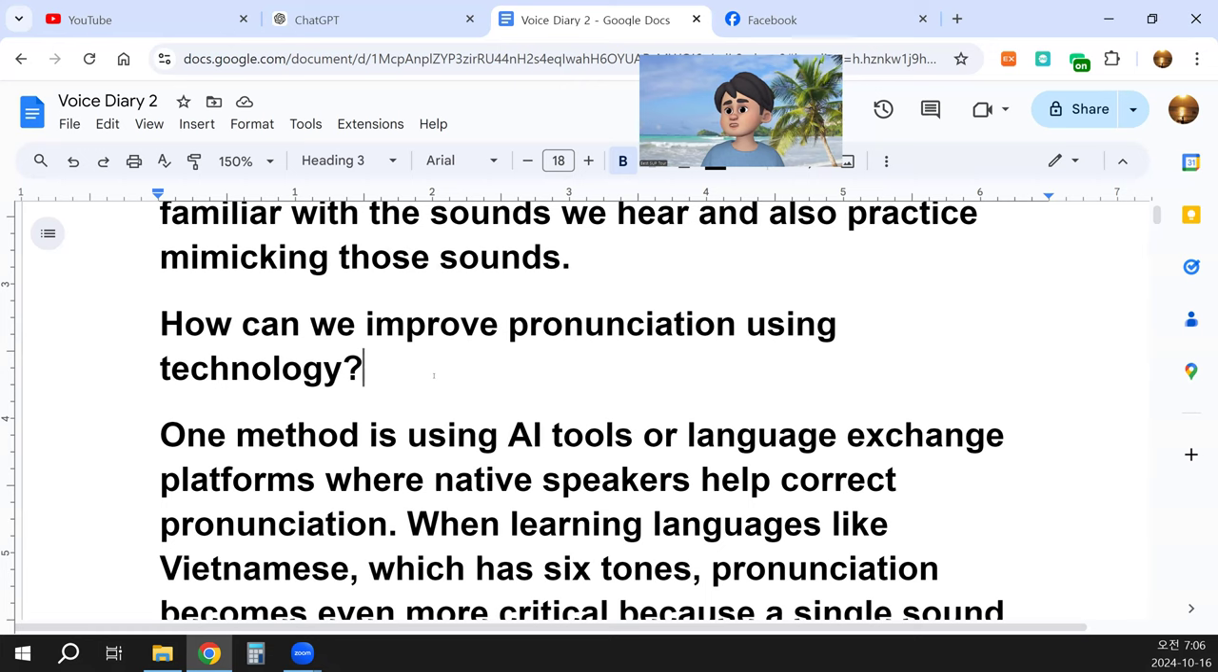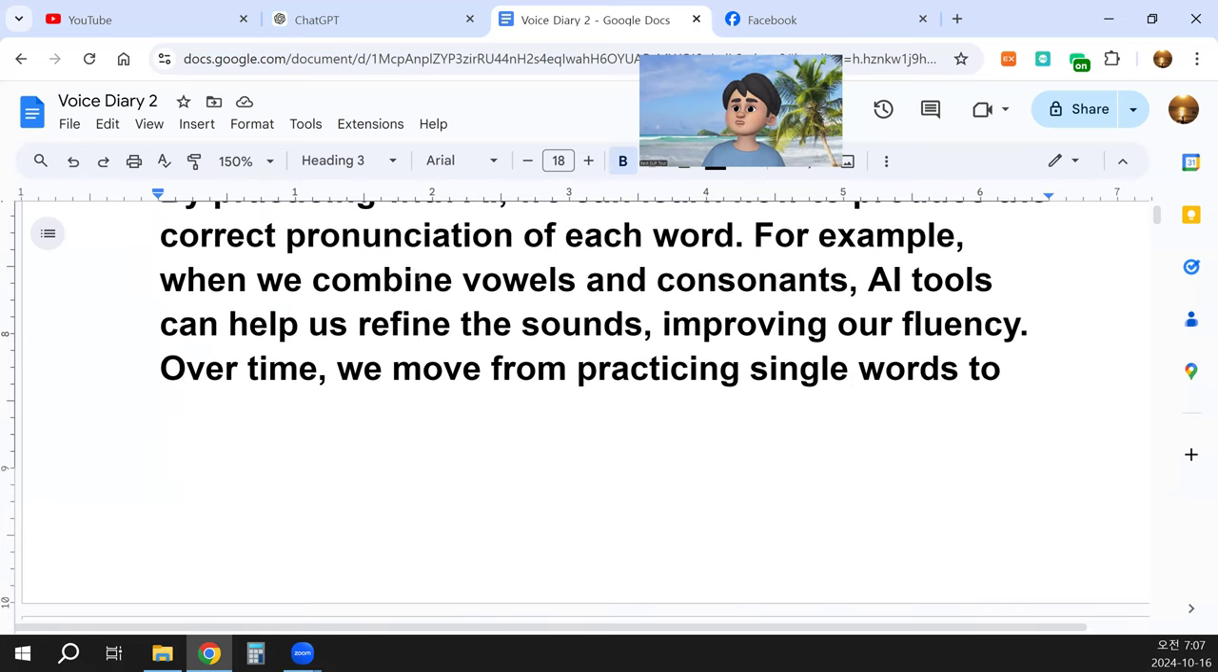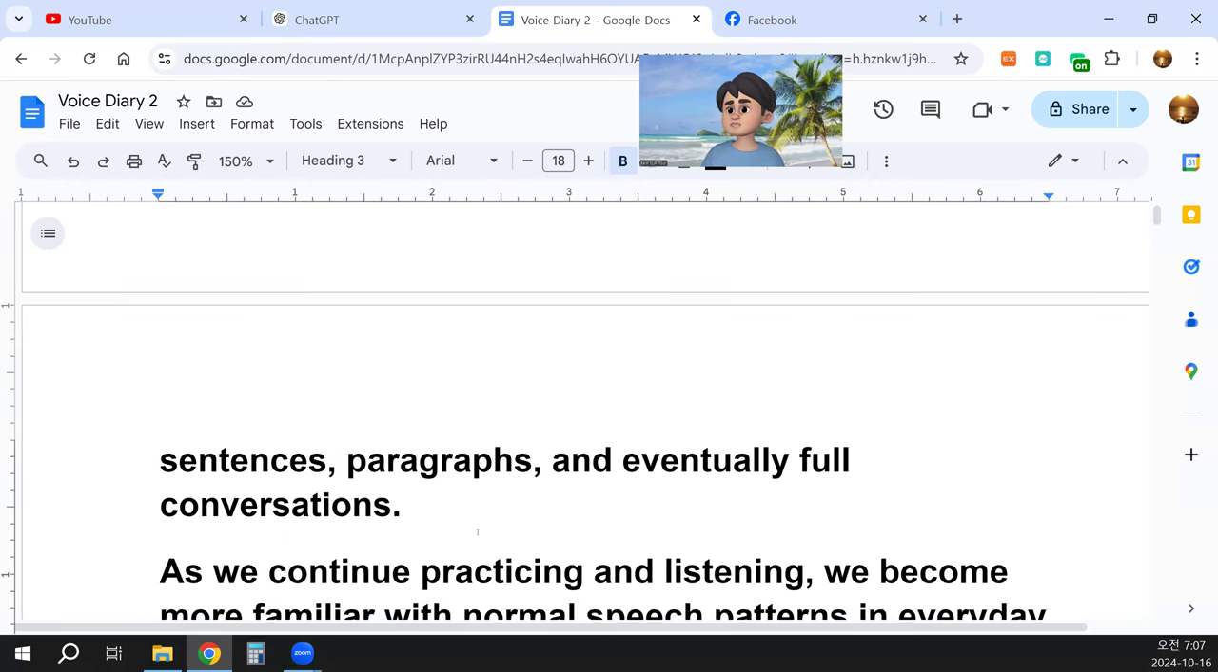How can we improve pronunciation using technology? One method is using AI tools or language exchange platforms where native speakers have the correct pronunciation. When learning foreign languages like Vietnamese, which has six tones, pronunciation becomes even more critical because a single sound can have multiple meanings based on tone. AI can help us break down words, consonants, and vowels, guiding us through the correct sound combination. By practicing with AI, we can learn how to produce the correct pronunciation of each word. For example, when we combine vowel and consonant, AI tools can help us refine the sound. Over time, we move from practicing single words to sentences, paragraphs, and eventually full conversation.